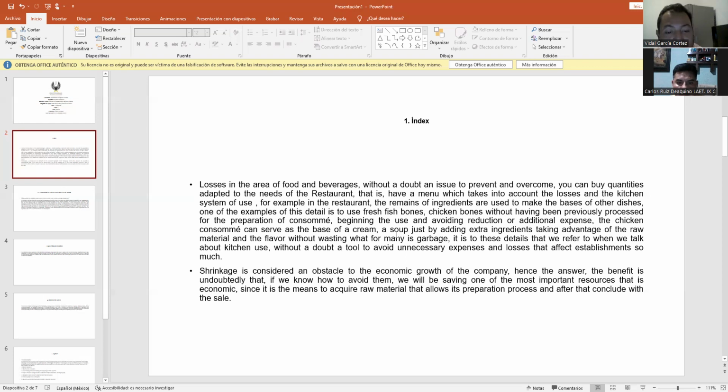Shrinkage is considered an obstacle to the economic growth of the company. Hence, the benefit is undoubtedly that if we know how to avoid them, we will be saving one of the most important resources, that is economic. It is the means to acquire raw material that allows its preparation process and after that conclude with the sale.